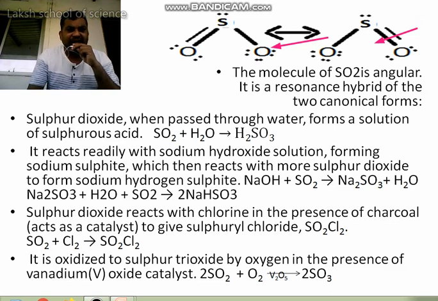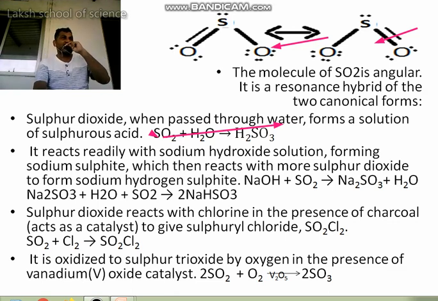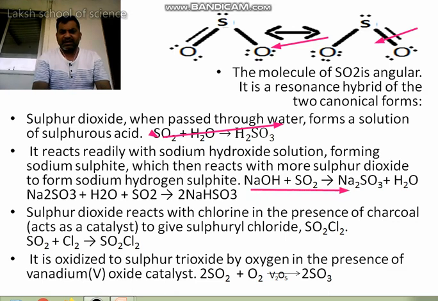Sulfur dioxide when dissolved gives sulfurous acid. This is also an interesting topic. Sulfur dioxide reacts with water: SO2 plus H2O gives H2SO3, sulfurous acid. With sodium hydroxide solution it reacts as a base, forming sodium sulfite, which then reacts with more sulfur dioxide to form sodium hydrogen sulfite, and that's why this process is very important.